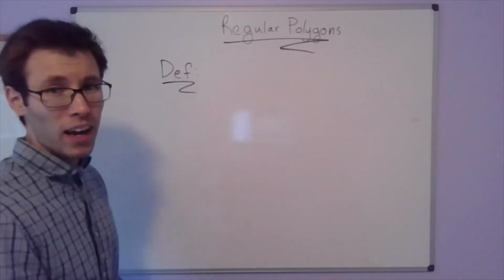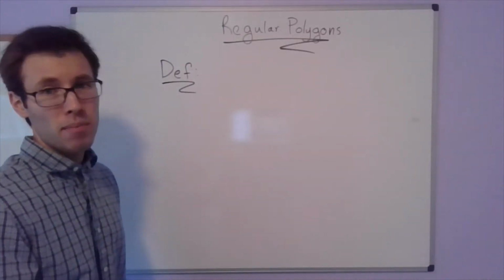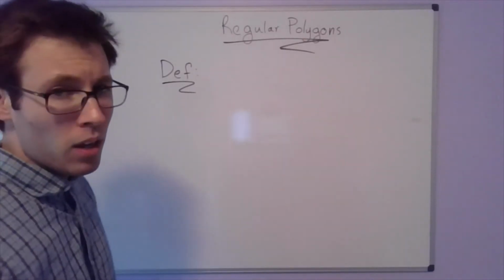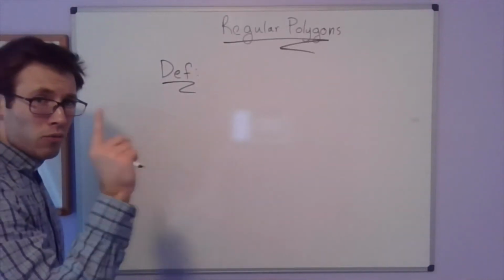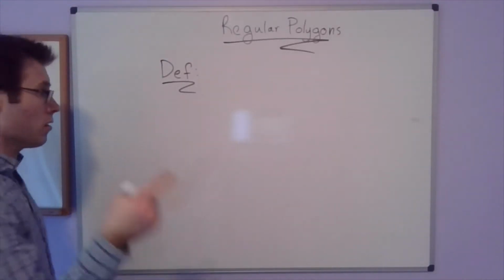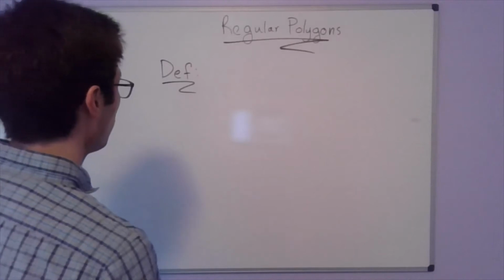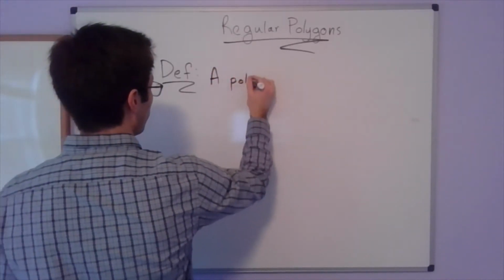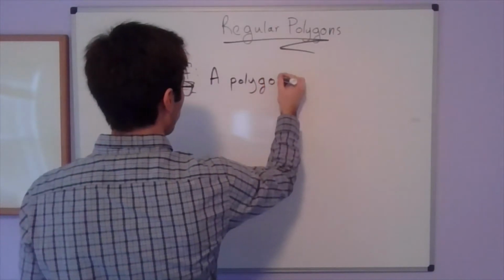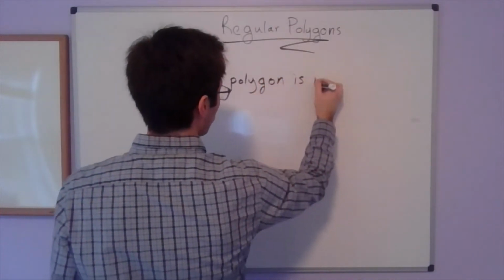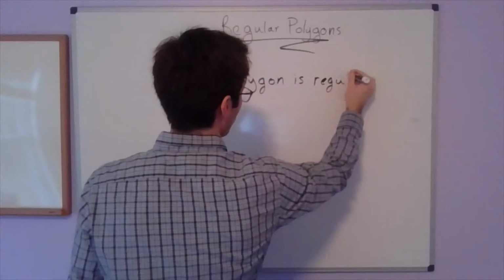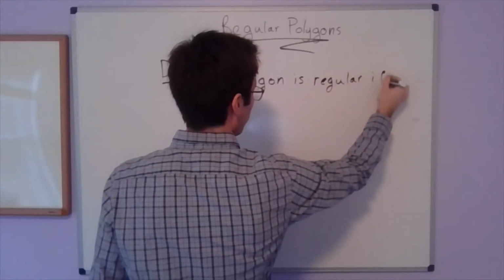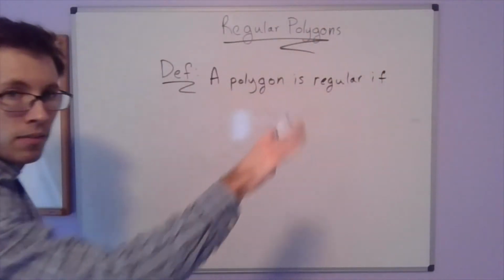We all know what a polygon is. Poly means many, so it's a many-sided shape. We don't know, however, what regular means. So let's come up with that definition right now. So a polygon is said to be regular if, okay, I'm going to stop right there.